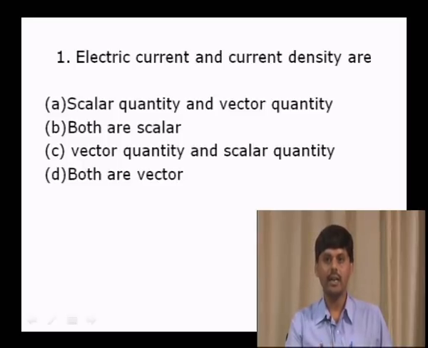One is clear, current is a scalar. Next we will move on to the current density. Current density is a vector, it is in the direction of the motion of the positive charges. Therefore, the correct option is current is a scalar quantity and current density is a vector quantity. The correct answer for this question is A.